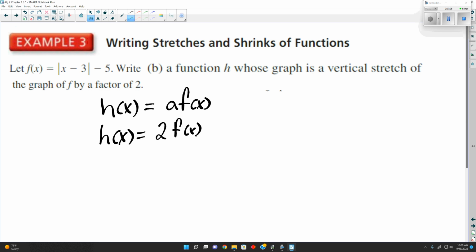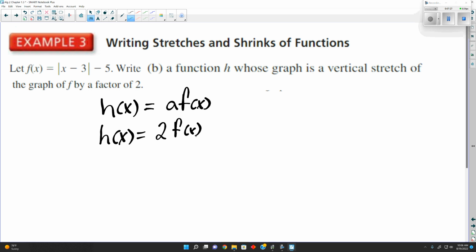And it doesn't really matter if it's a stretch or shrink. We're still going to be using the same general equation. If it's a shrink, we'll be putting a fraction or a number between 0 and 1 in place of a. If it's a stretch, we'll have a number greater than 1 that will go in place of a. Any questions on this so far?